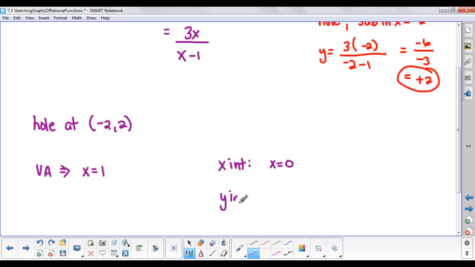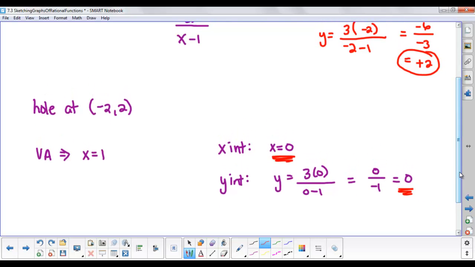The y-intercepts, those come from when x equals 0. So if we subbed in 0, we actually get 0 over -1, which is just 0. And actually, what you should notice is that if you have an x-intercept of 0, then automatically your y-intercept will be 0, because that's the origin point.